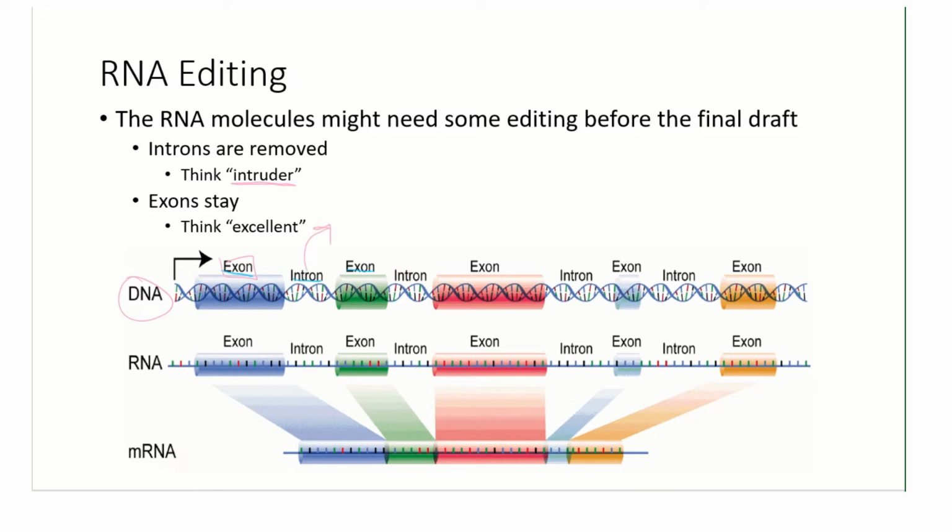So in this DNA strand, we have our exon, which stays, and our intron, which will leave. So when our RNA gets made from our DNA, we still have these exons and introns, but when we edit it to make mRNA, we keep just the exons. Notice that our introns are not there. It's just the exons.